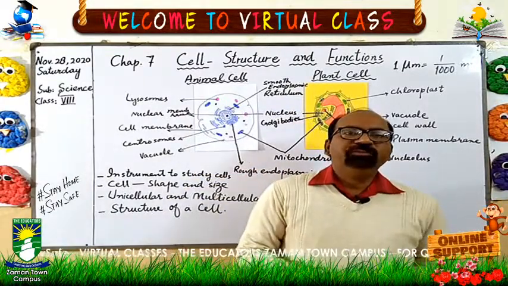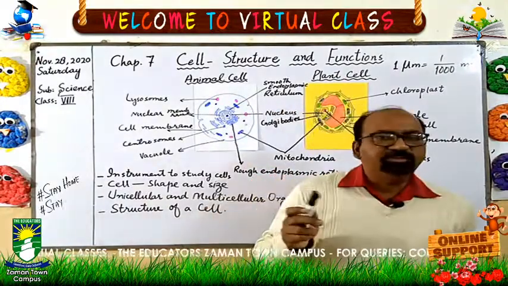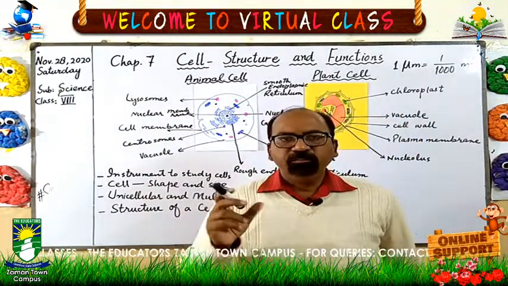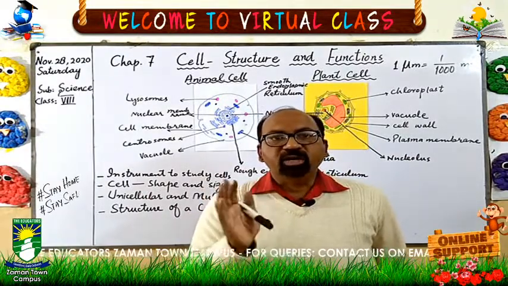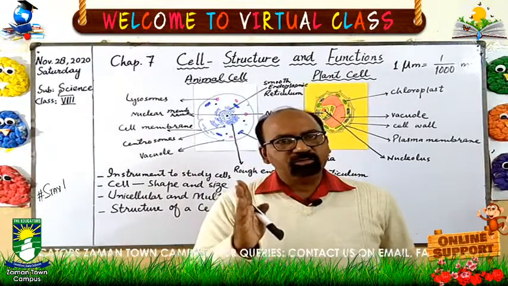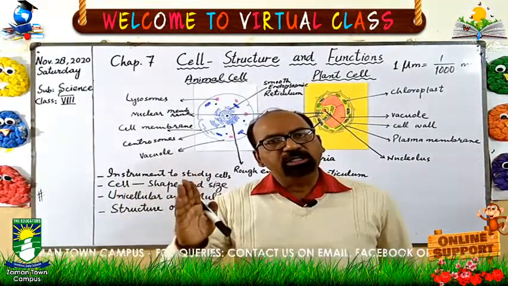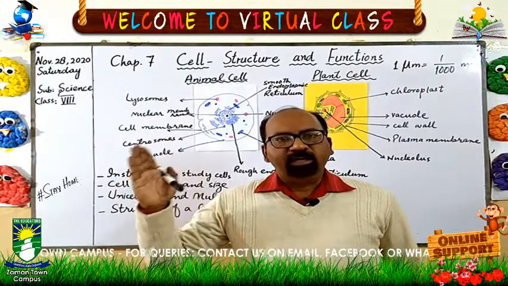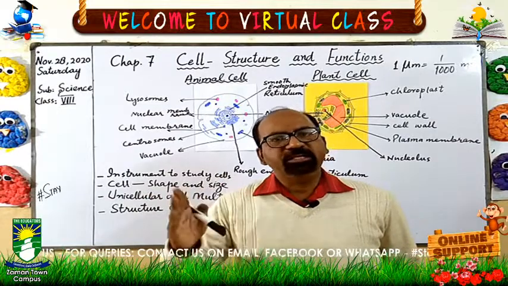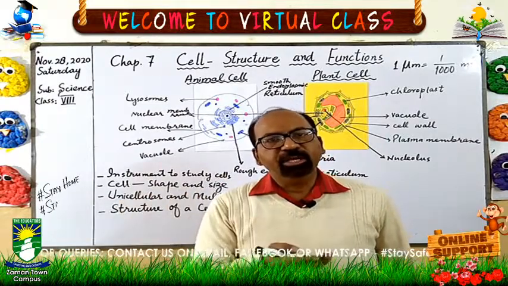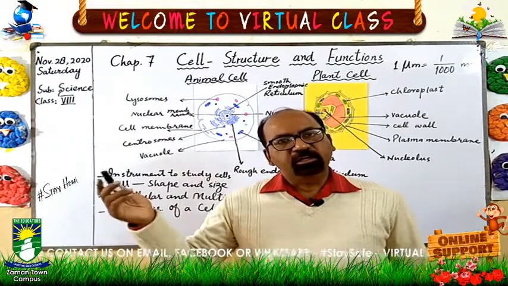Now, what do you mean by multicellular organism? Uni means one, and multicellular organism means more than one. So, multicellular organisms are composed of more than one cell, because a group of cells make tissues, a group of tissues make organs, a group of organs make an organ system, and different organ systems make a body, like the human being, like the birds, like the mammals, like the fish, like the plants.